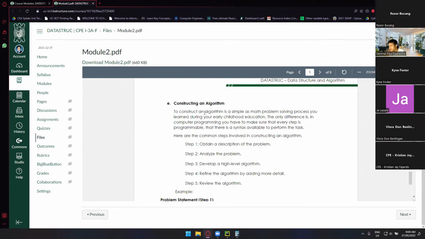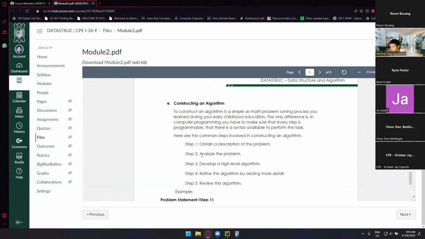The next one is constructing an algorithm. To construct an algorithm is as simple as the math problem solving process you learned during your early childhood education. The only difference is in computer programming, you have to make sure that every step is programmable so that there is a syntax available to perform the task. So here are the common steps involved in constructing an algorithm. So we have step 1 to step 5.